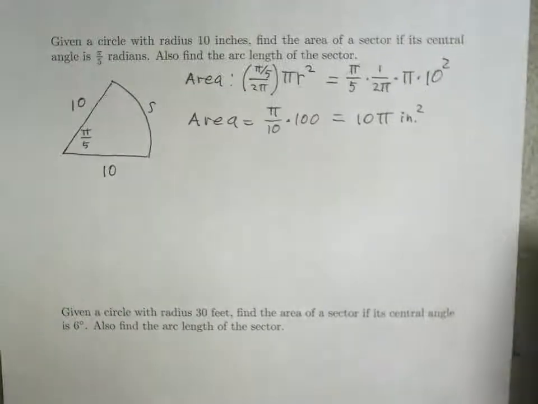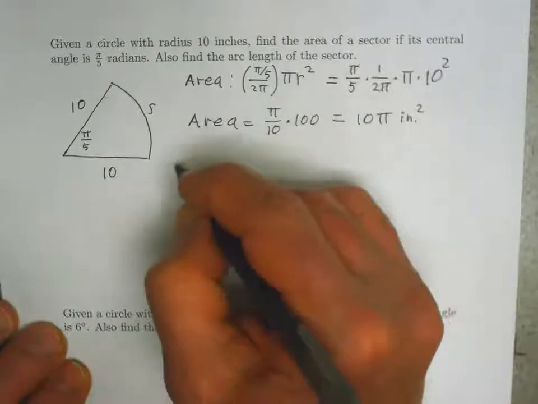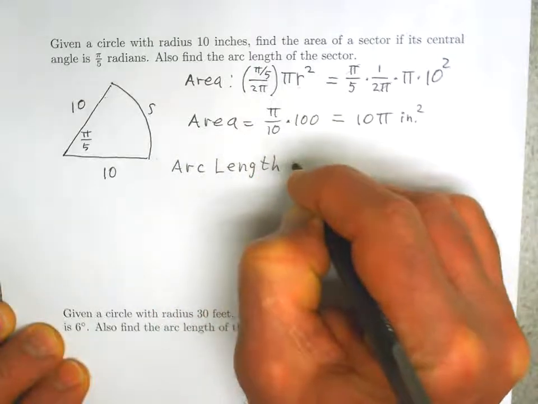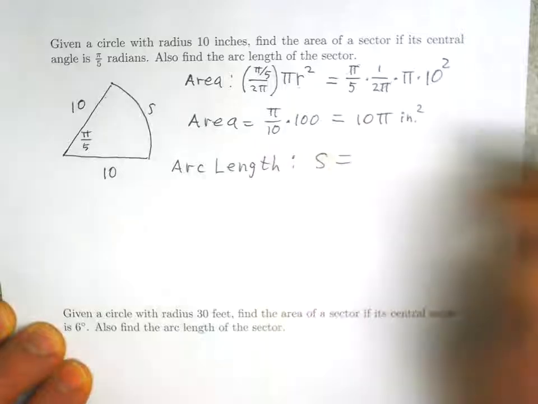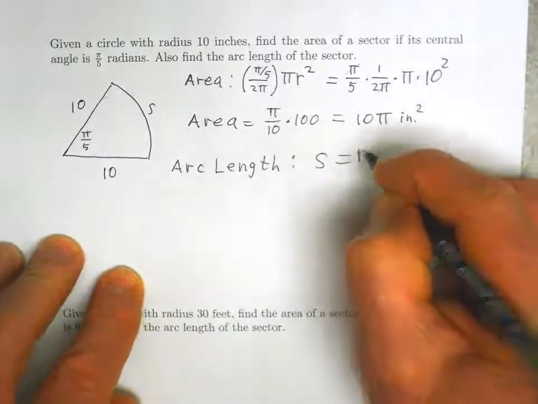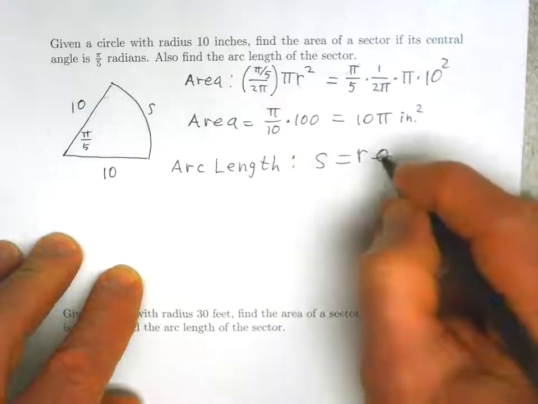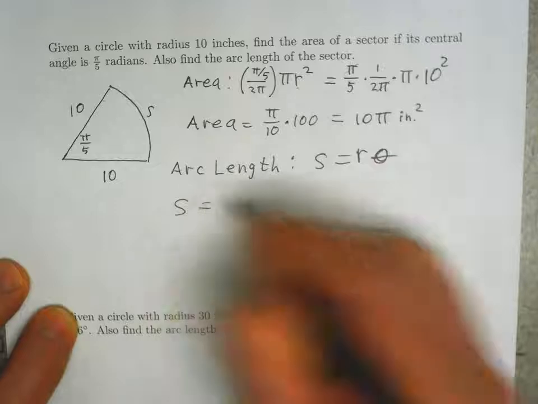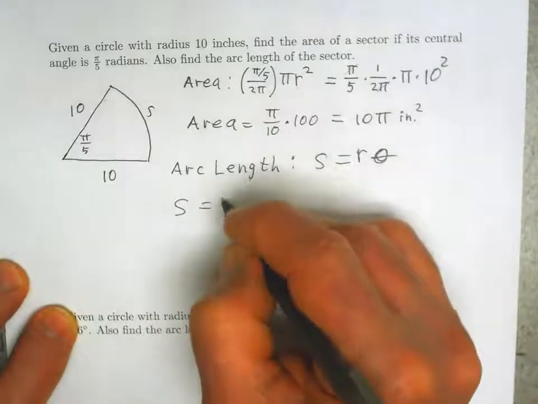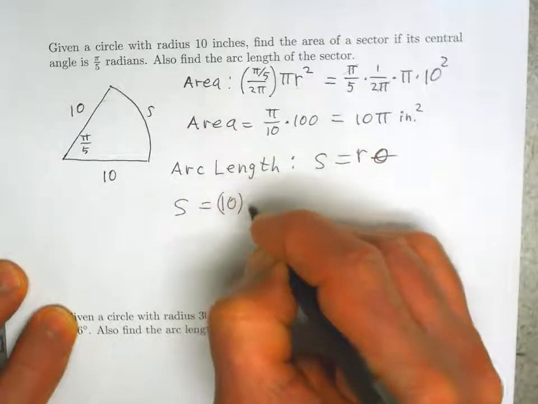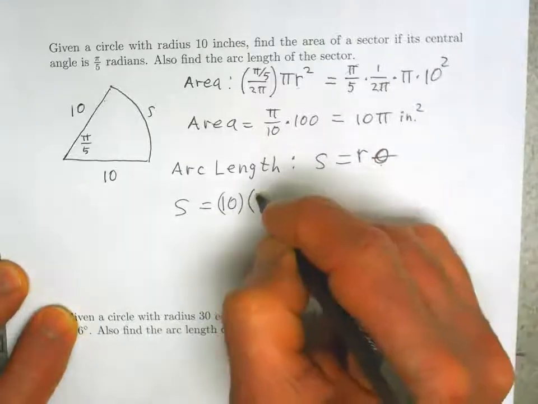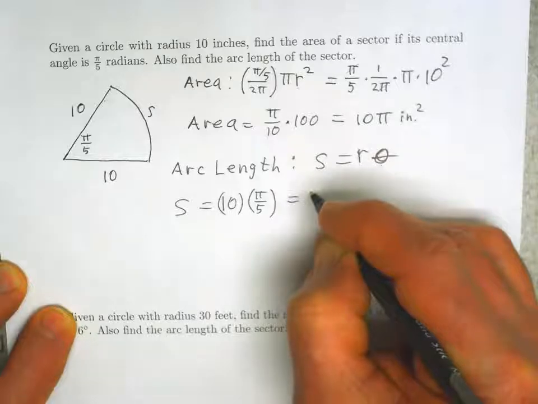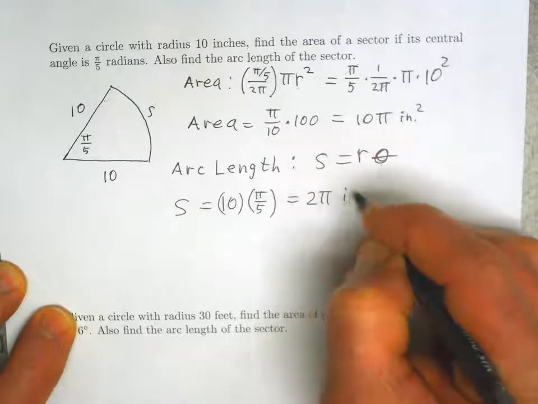Also find the arc length. So in general, the arc length S is equal to the radius times the central angle. So in this case, the radius is 10 inches. And the central angle is pi over 5 radians. So the arc length is 2 pi inches.